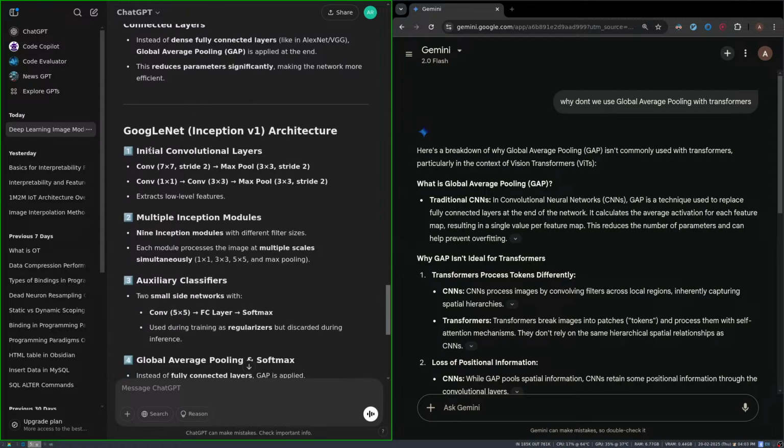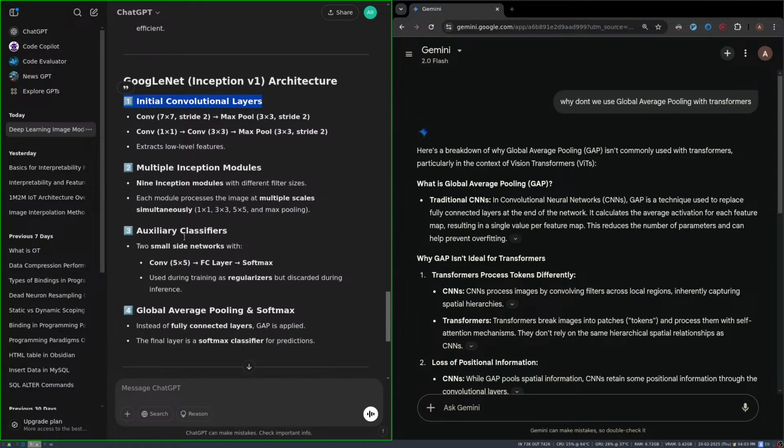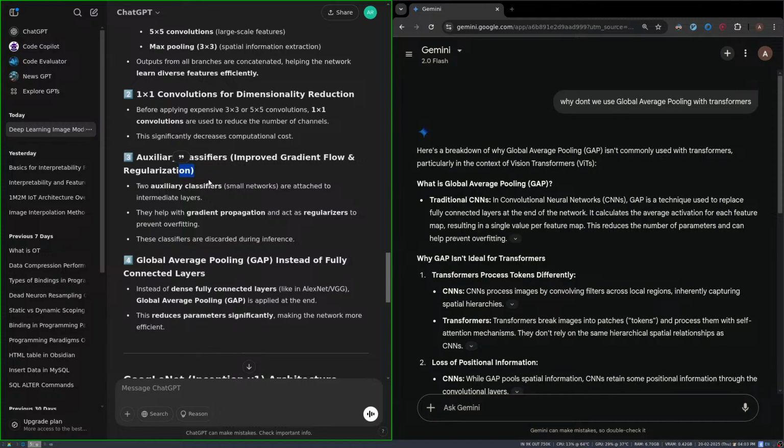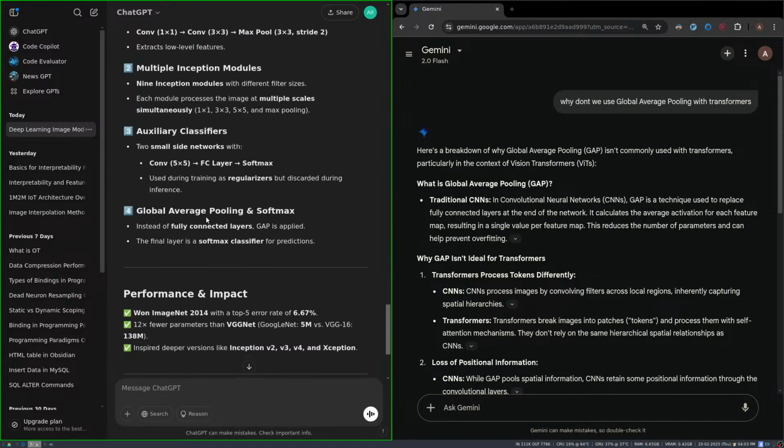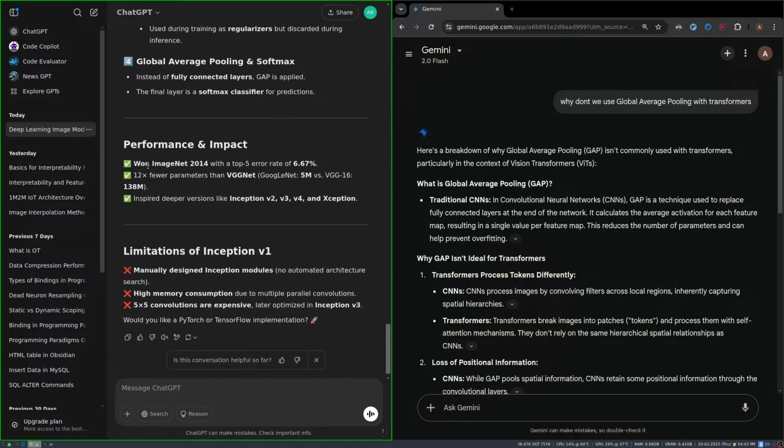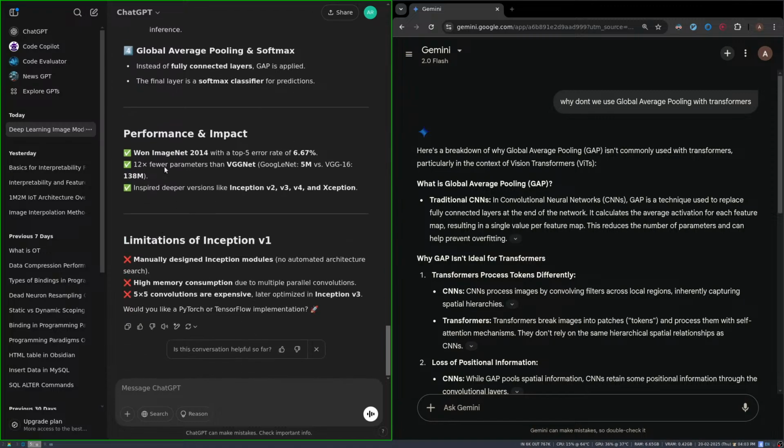So V1's architecture: initial convolution layers, then multiple inception modules, then auxiliary classifiers. What is an auxiliary classifier? Oh, this thing. Okay, actually a regularizer. And global average pooling and softmax. That's cool. Won in 2014, with 12x fewer parameters than VGG. Ooh, that's neat. 5 million? That's low, man.